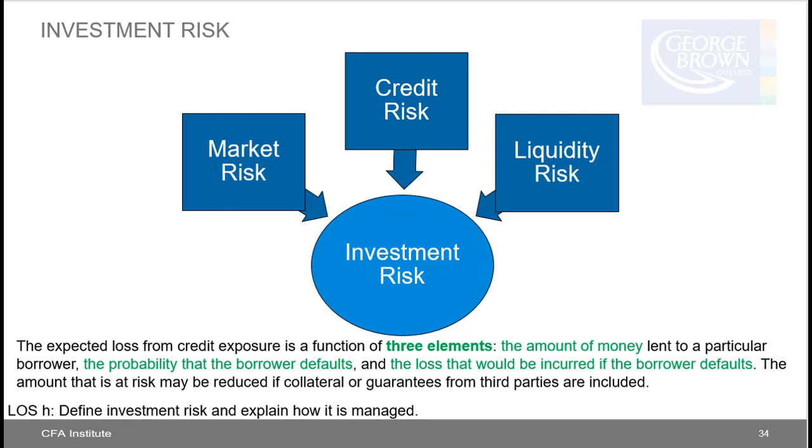Learning outcome statement H is define investment risk and explain how it is managed. So investment risk can take different forms depending on the company's investments and operations. Firms in the investment industry typically experience three broad categories of investment risk: market risk, credit risk, and liquidity risk. Market risk arises from price movements in financial markets and can be classified into the risks associated with the underlying market instruments: equity price risk, interest rate risk for debt securities, foreign exchange risk, and commodity price risk.